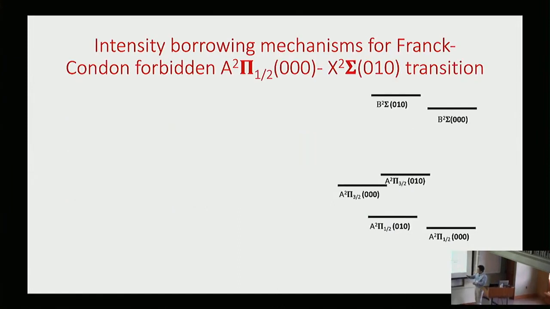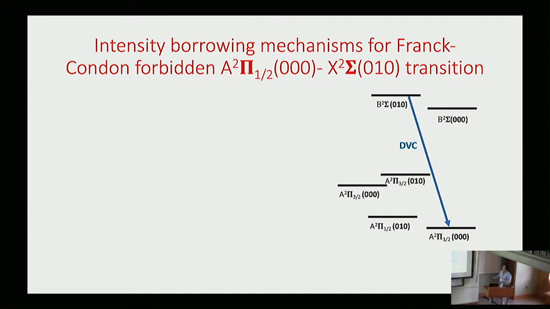Okay, so there are quite a few mechanisms that one can look at in more detail. This is a state with which we do the main optical cycling with the ground state, and some of these states can be used in the repumping scheme. So here we will focus on the intensity borrowing for the vibrational ground state of the pi half state.